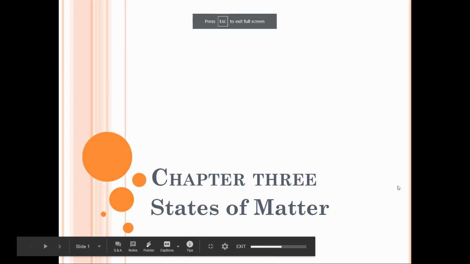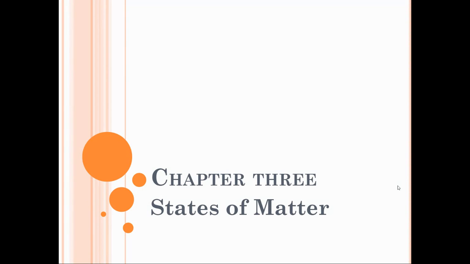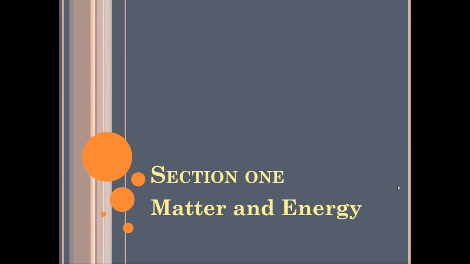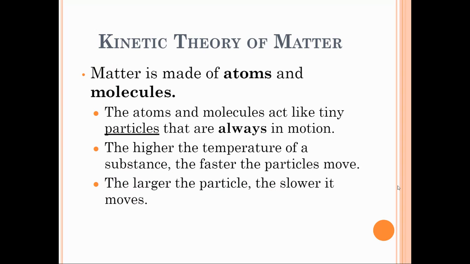All right, so we're going to move on into Unit 3, which is going to deal with states of matter. And Section 1 of Unit 3, which is learning targets 1 through 3, is going to deal with matter and energy. So we're going to talk about kinetic energy and how temperature can affect energy and what the particles are doing based off the energy levels. So the kinetic theory of matter.